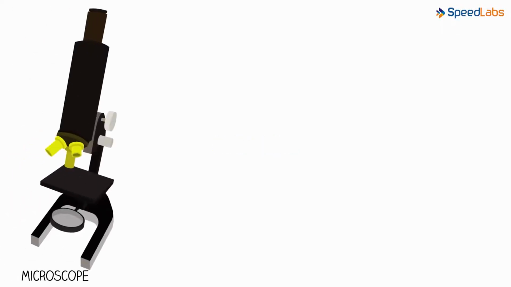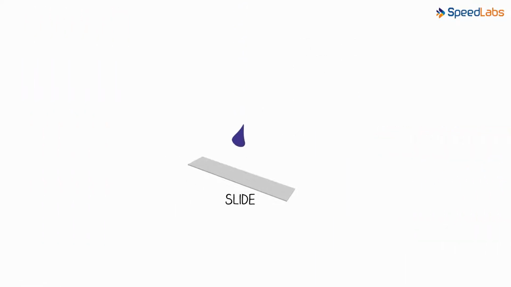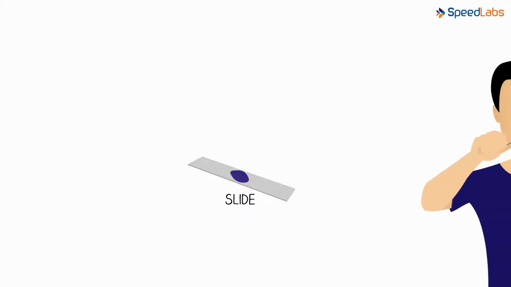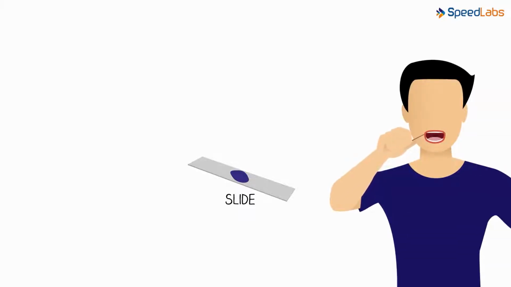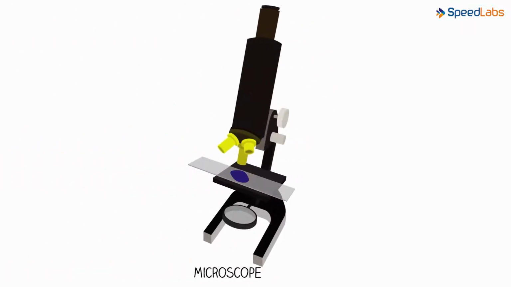You will once again require a few things: a microscope, a slide, methylene blue, and a toothpick. Add a drop of methylene blue. Now gently scrape the inner side of your cheek with a toothpick. Dab the tip of the toothpick onto the slide. Let us observe this under the microscope.